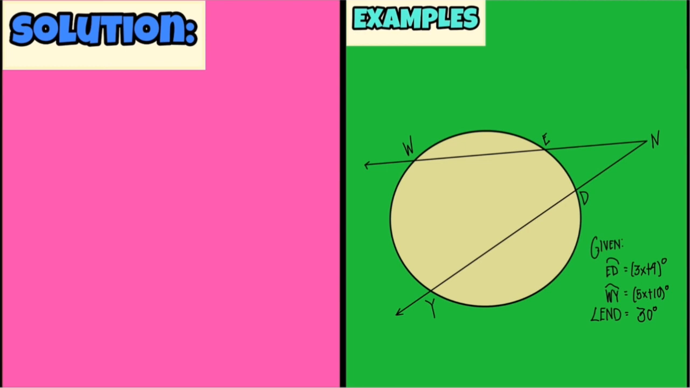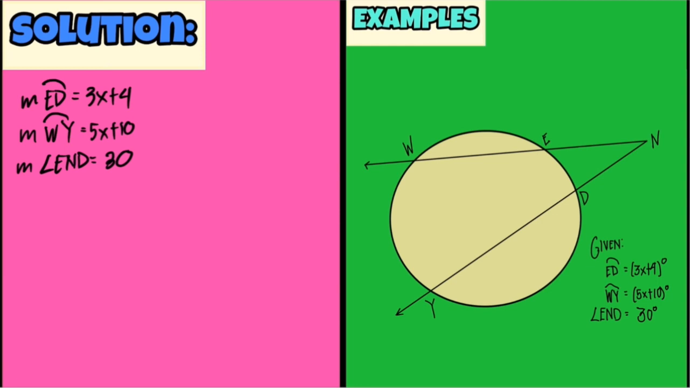Given we have arc ED, 3x plus 4 degrees. I'll write it again so that you can see it in a bigger manner. So let's say that the measurement of arc ED is 3x plus 4 degrees. And the measurement of WY is equal to 5x plus 10. And lastly, you have the measurement of angle END is equal to 30.